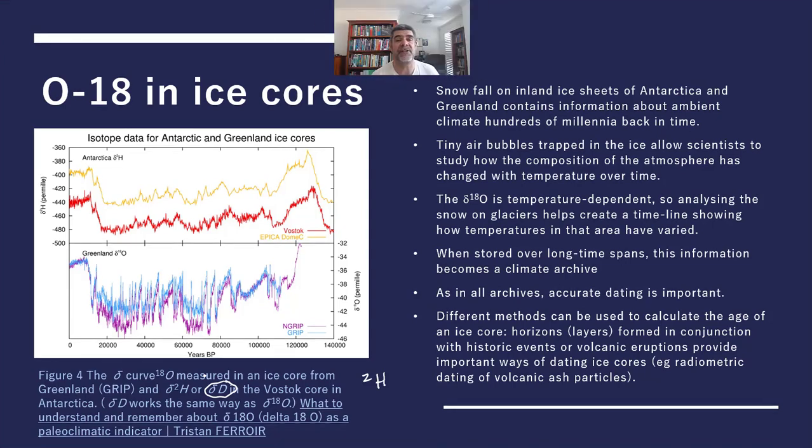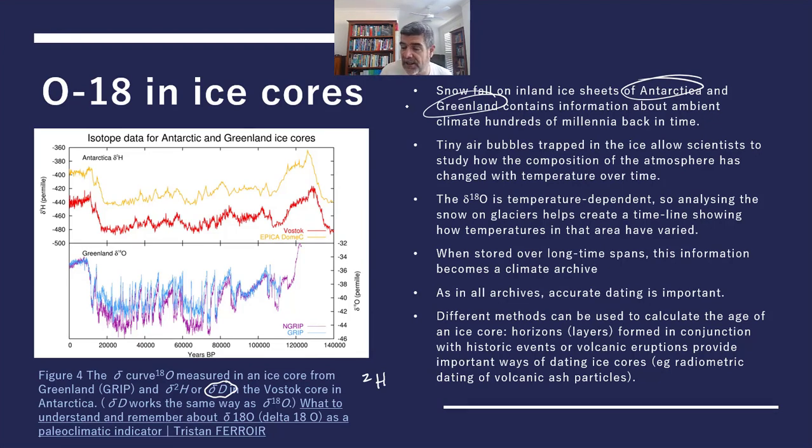Our context for this is that snow falls on inland ice sheets in both the north and the south polar regions, and they contain information about what was happening at the time, the ambient climate, which can go back for hundreds of thousands of years. And these tiny air bubbles that are trapped in the ice have allowed us to study the composition of the atmosphere at that particular time, and as we go through the ice core, to look at different periods of time to see if there's any changes in any of these levels.